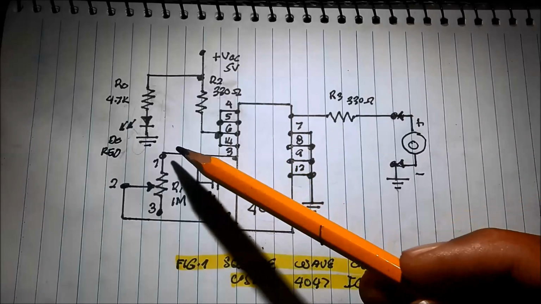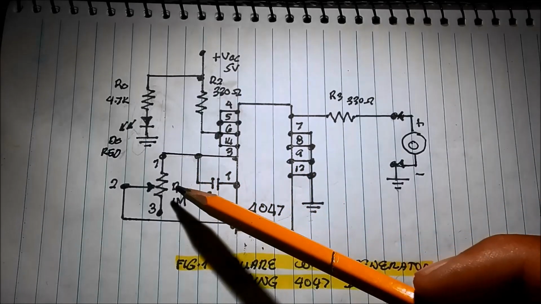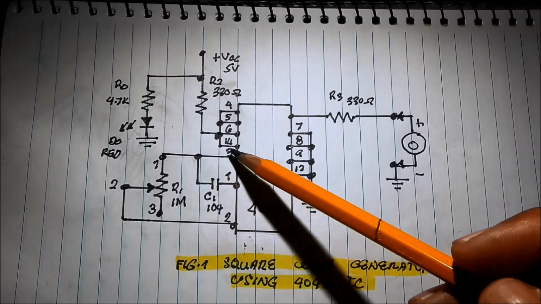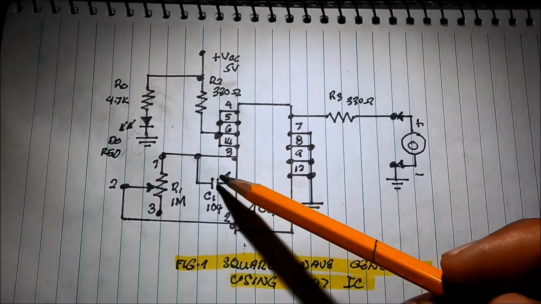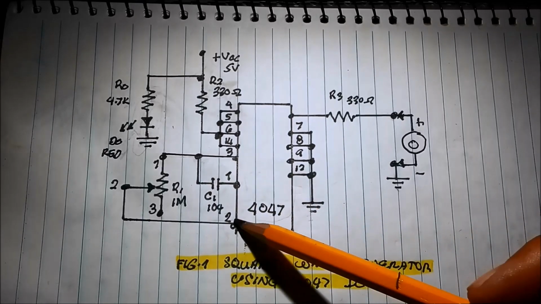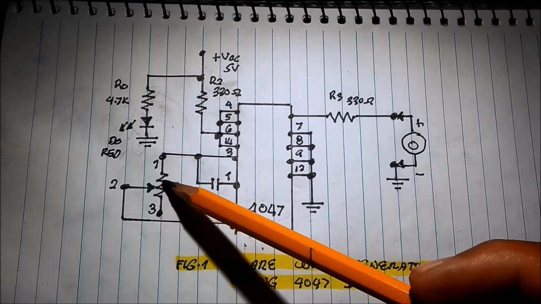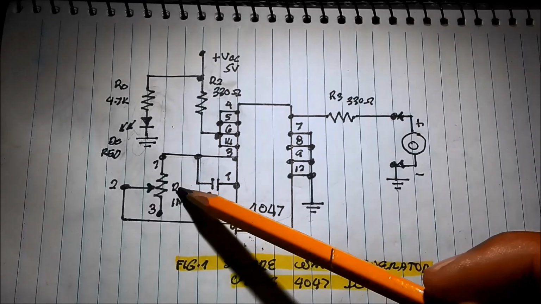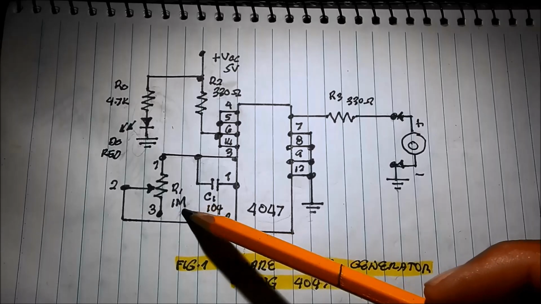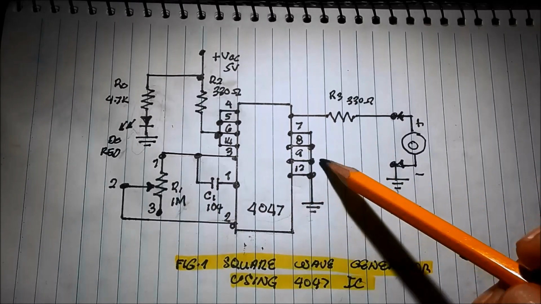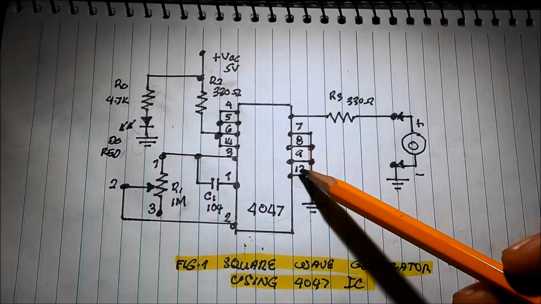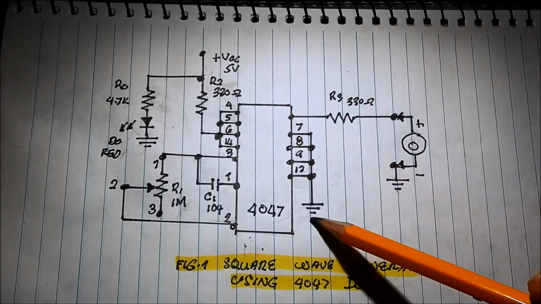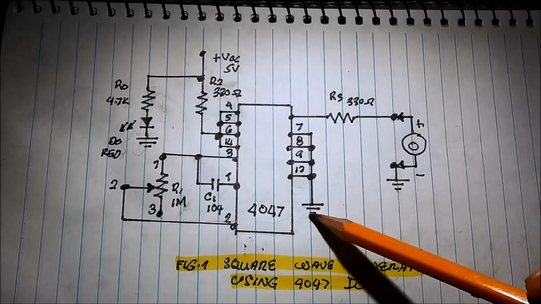Pin number 3 is connected to one end of the potentiometer, 1 megaohm. And then the capacitor goes from pin number 1 to pin number 3. Pin number 2 goes to the wiper, the center of this potentiometer. And then we have pins 7, 8, 9, and 12. They are all grounded.